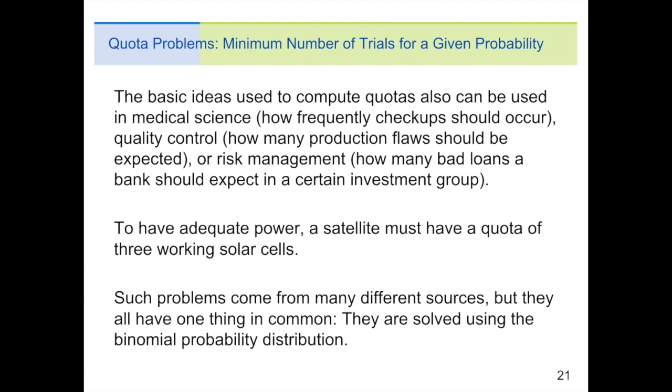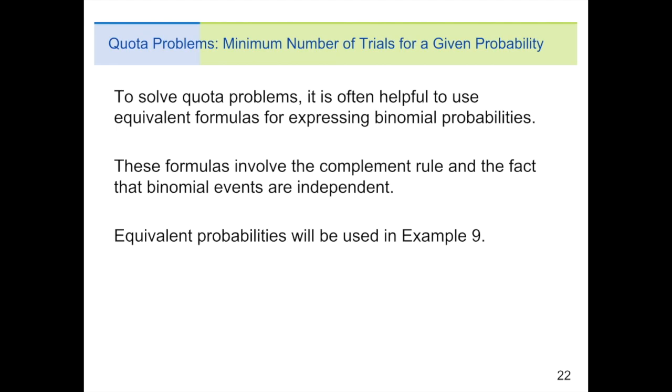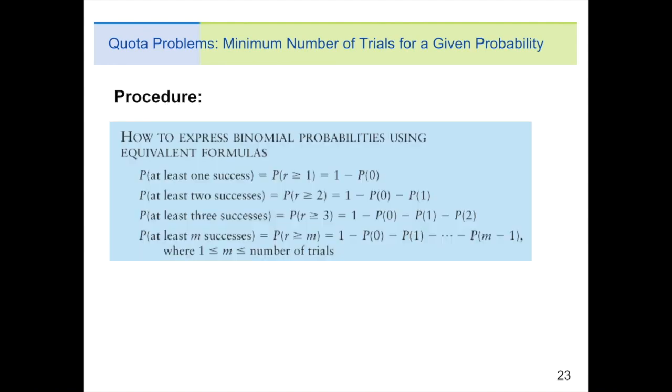To have adequate power, a satellite must have a quota of 3 working solar cells. Such problems come from many different sources, but they all have one thing in common. They are solved using the binomial probability distribution. To solve quota problems, it is often helpful to use equivalent formulas for expressing binomial probabilities. These formulas involve the complement rule and the fact that binomial events are independent. Equivalent probabilities will be used in example 9. How to express binomial probabilities using equivalent formulas.